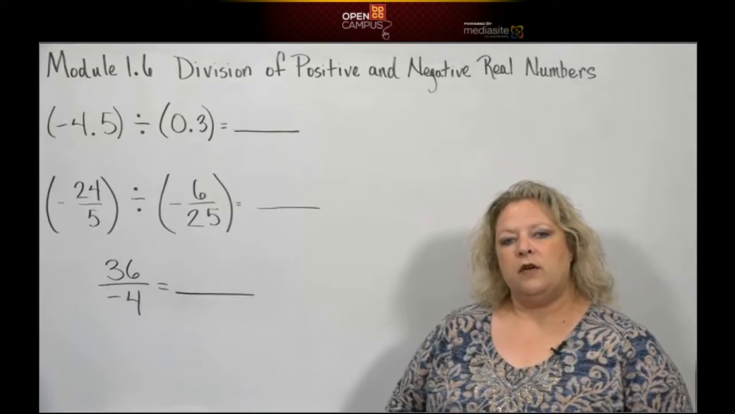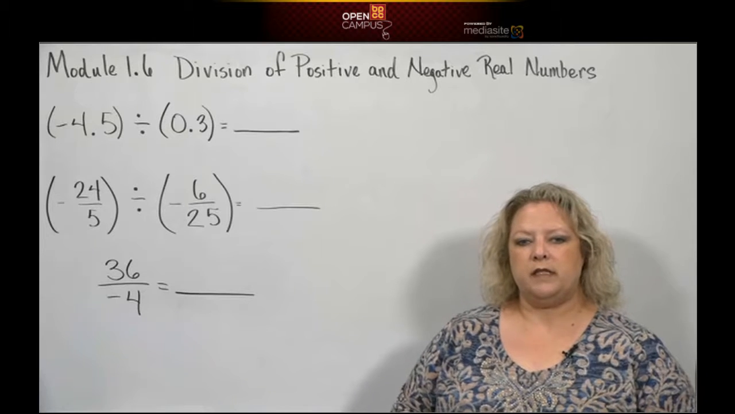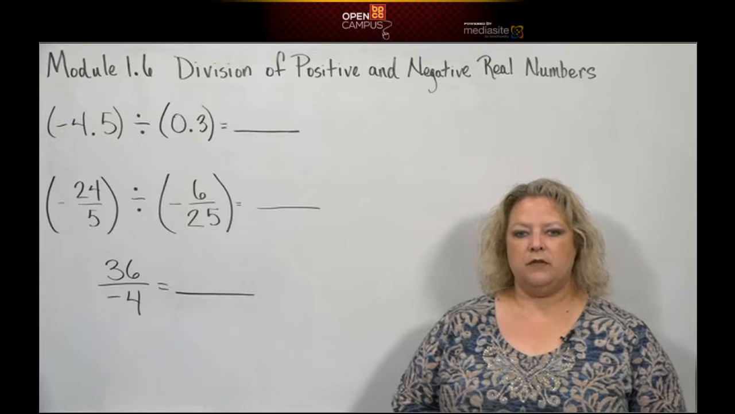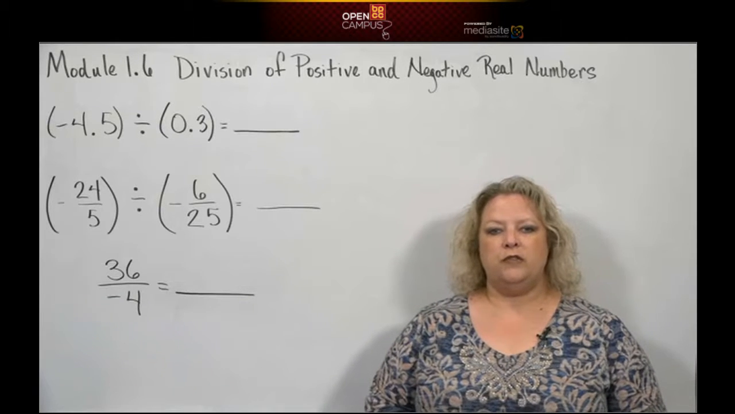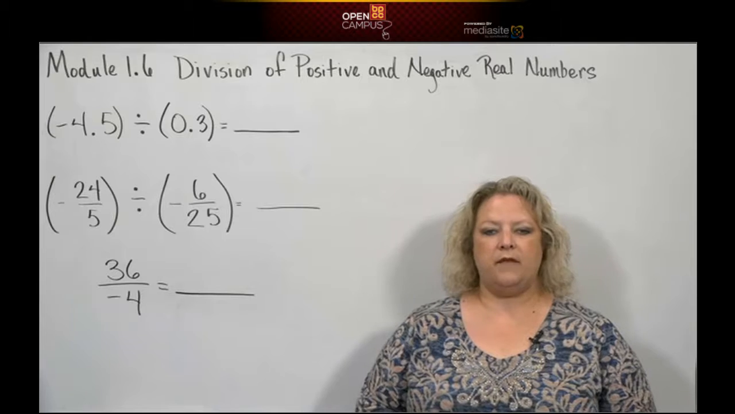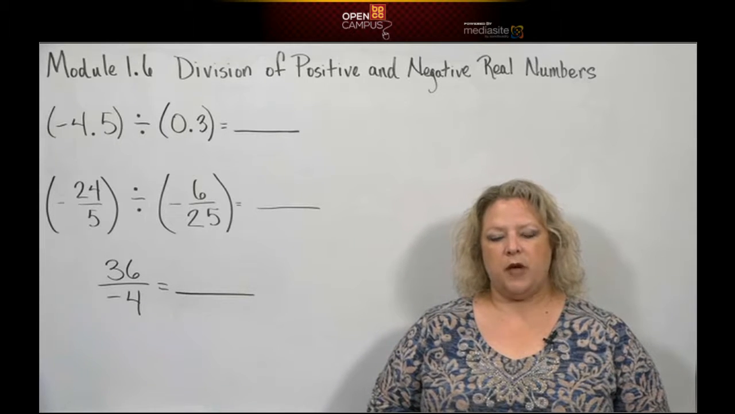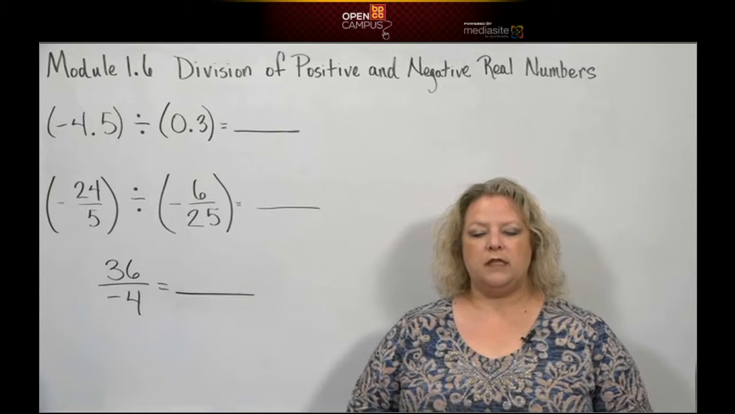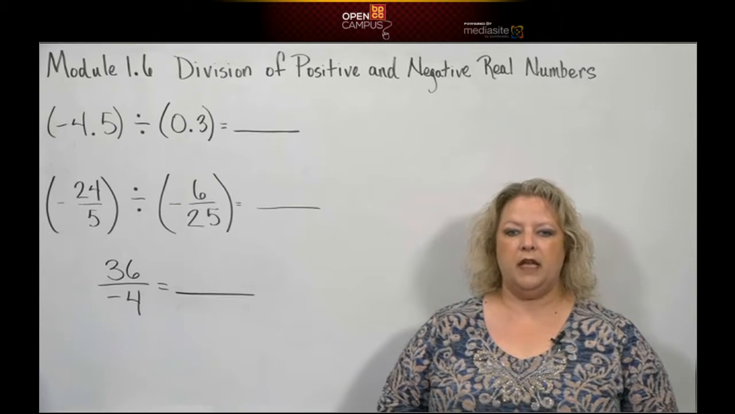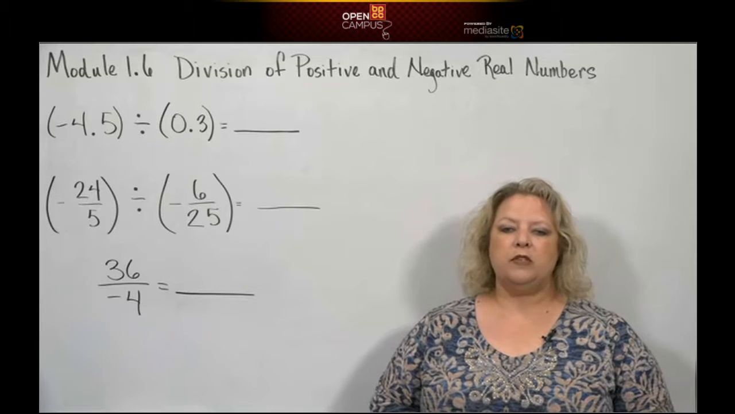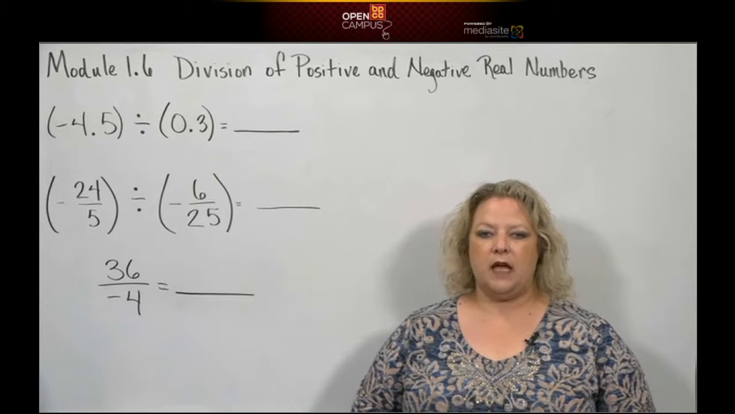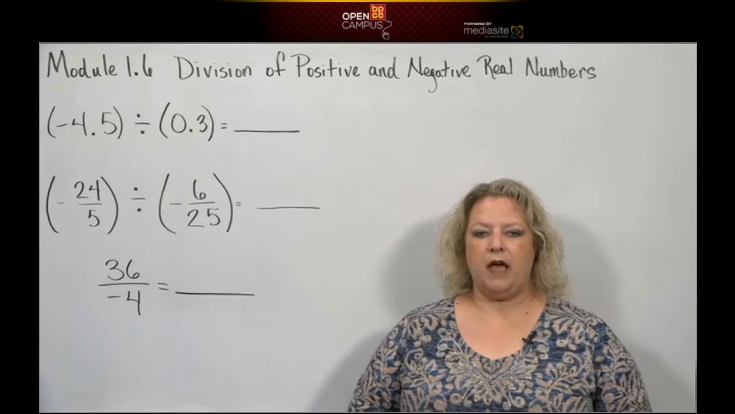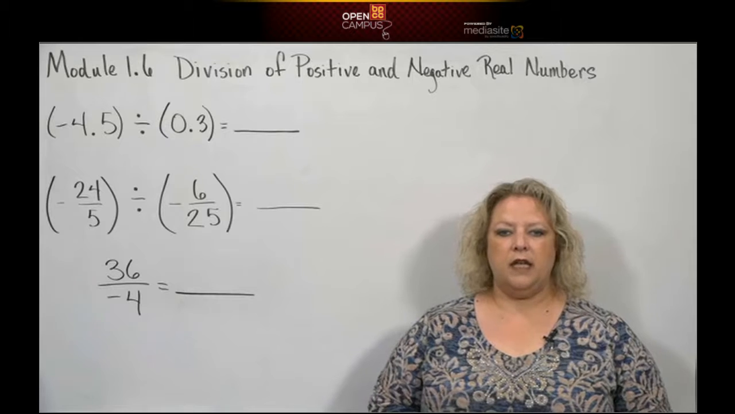Hi. So in the first part of Module 1.6, we talked about the fact that the rules for multiplying and dividing real numbers are the same. When you multiply or divide numbers that have the same sign, positive times a positive or a negative times a negative, or even division, when the signs are the same, the answer that you get is a positive. When you multiply or divide numbers that have different signs, a positive times a negative, or division, a positive divided by a negative, the answer that you get is negative.